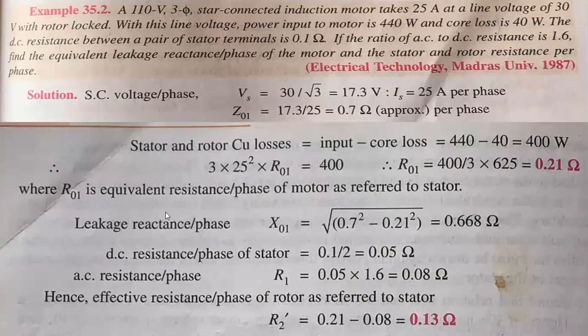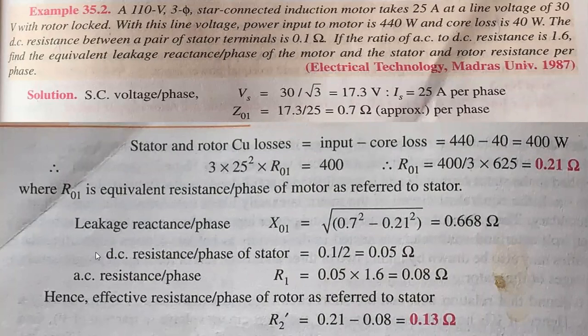Right? So now there is a clear way for finding X01. X01 is equal to root of Z01 squared minus R01 squared. So X01 is equal to root of 0.7 squared minus 0.21 squared. Using this formula, we get the leakage reactance per phase as 0.668 ohms.